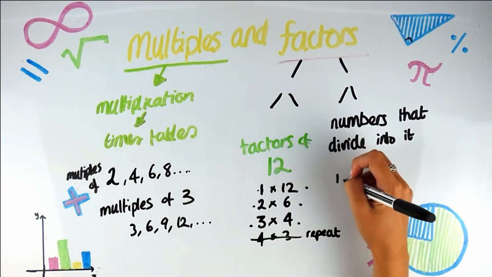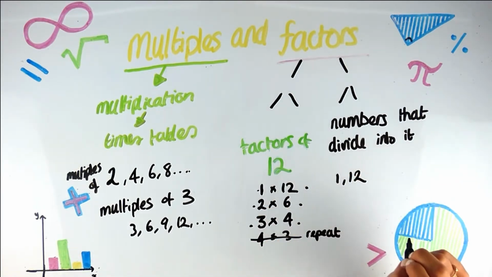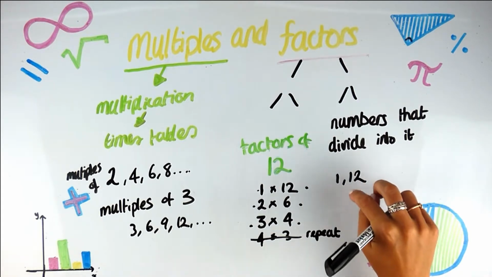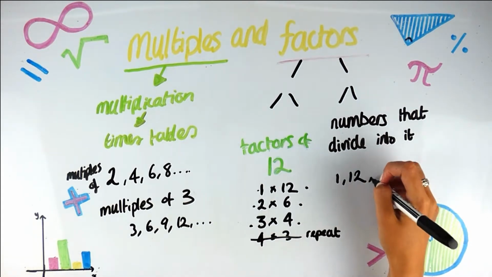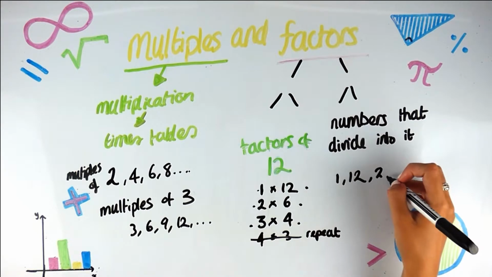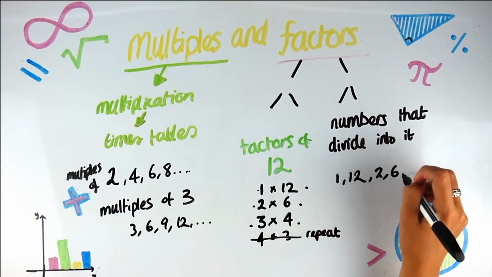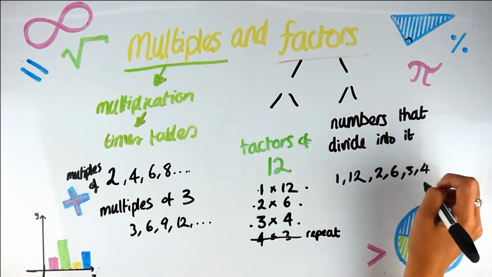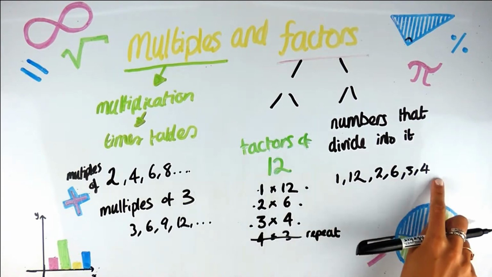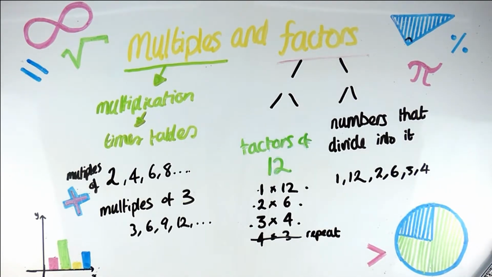So my factors are 1, 12, you know they go into 12 because 1 times 12 is 12 and 12 times 1 is 12. You know that 2 goes into 12 because you can divide 12 by 2, and 6, and 3, and 4. So you can divide 12 by all of those numbers, so they're all the factors of 12. If you got a number, let's say 5, and 5 doesn't go into 12, you just ignore that. That's not a factor.